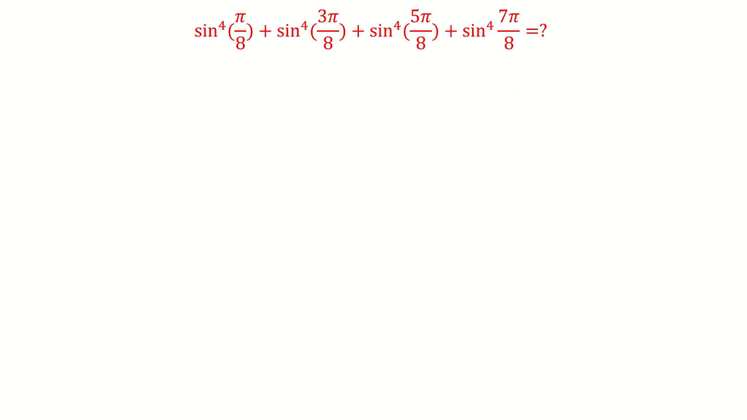Another trigonometric problem here. Sine to the power of 4 pi by 8 plus sine to the power of 4 3 pi by 8 plus sine to the power of 4 5 pi by 8 plus sine to the power of 4 7 pi by 8, equal to how much? This is the problem I was talking about. Pi by 8 is around 22.5, so you cannot have a table of every sine or cosine angle. This is where you need to definitely apply your trigonometric formulae. Let's see how to do this.